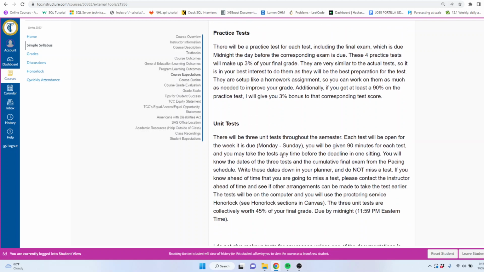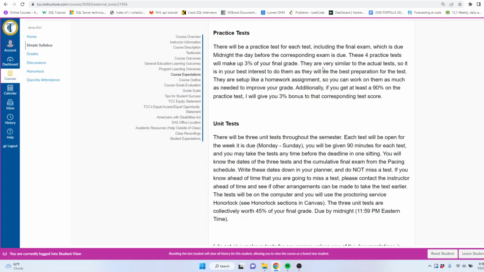All right, so the other types of assignments that are going to involve math and are for part of your grade are the practice tests. So there will be a practice test for each test, including the final exam. So that will be 4 practice tests, because there are 3 unit tests and a final exam. These will make up 3% of your final grade. Right? It doesn't sound like a lot.